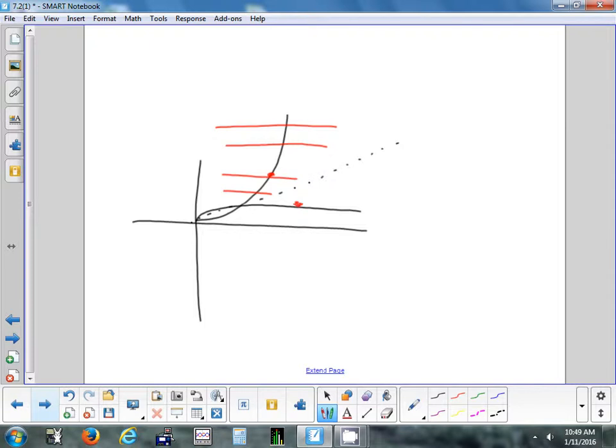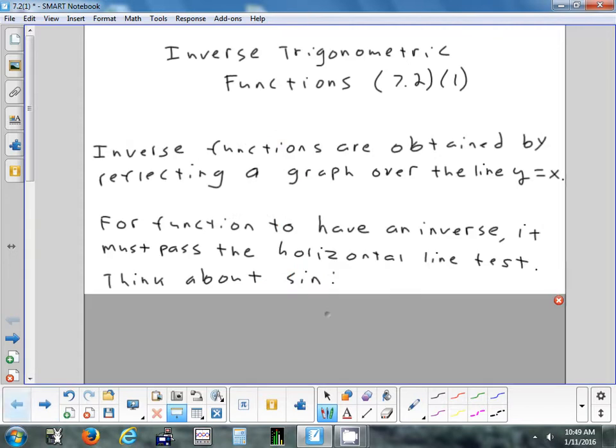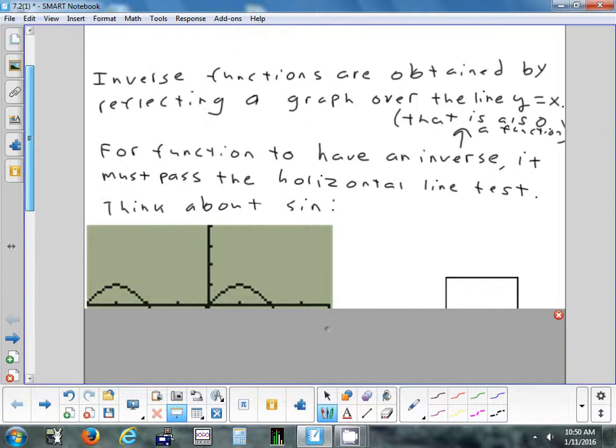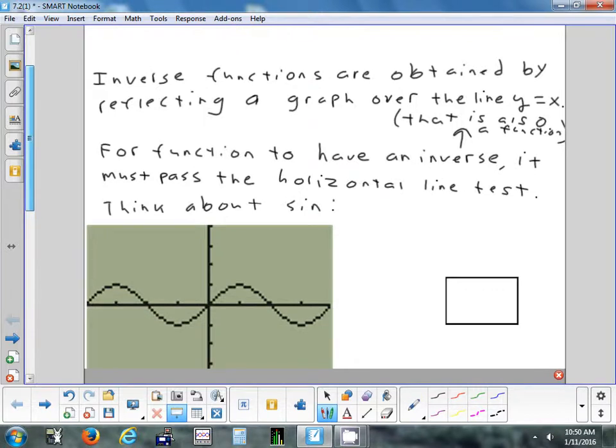If I had a graph like that, a parabola, and I drew a horizontal line, how many times does that hit it? Twice. So parabolas do not have inverses that are functions. If we just look at half a parabola, then we could do it. So for a function to have an inverse that is also a function, that's important, the original has to pass the horizontal line test.